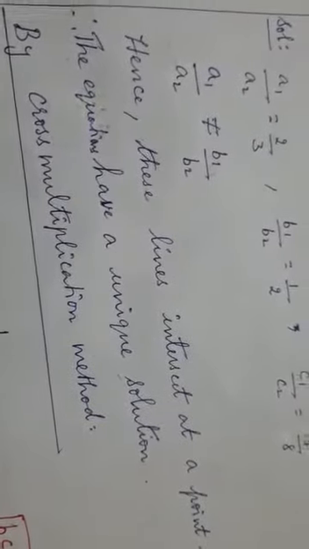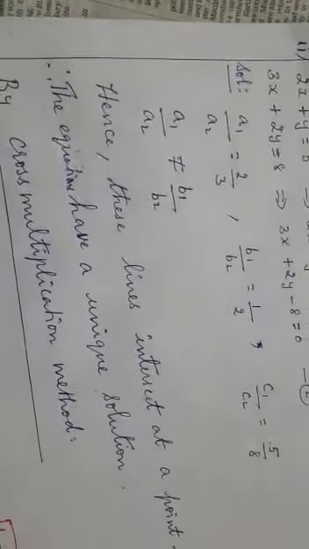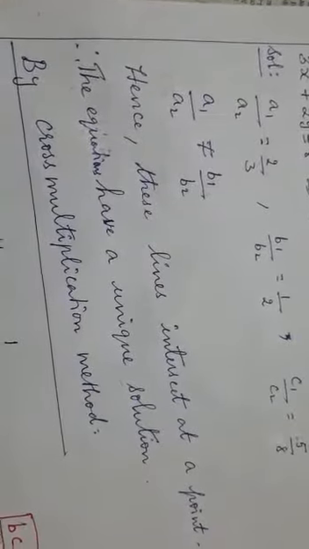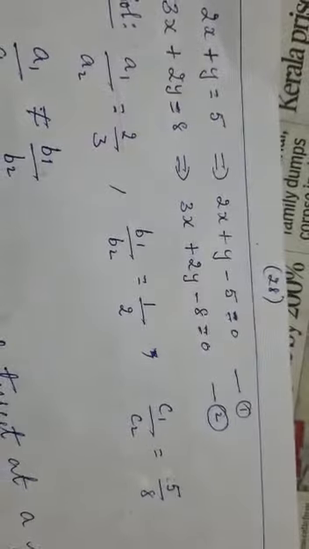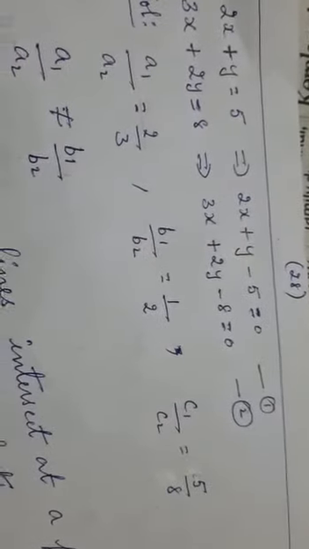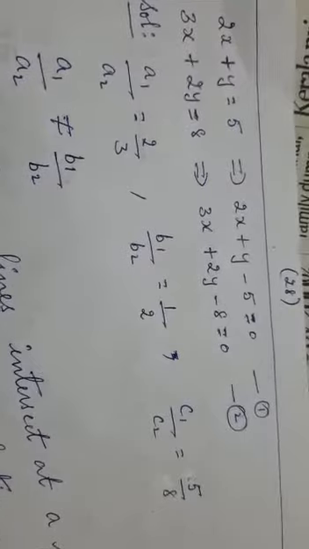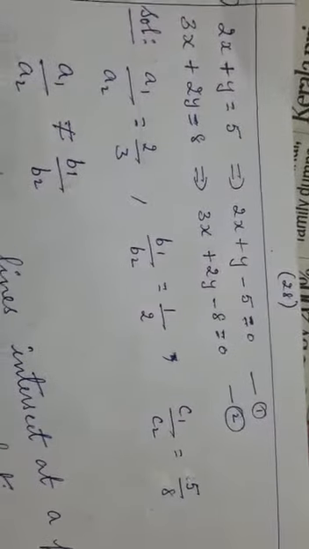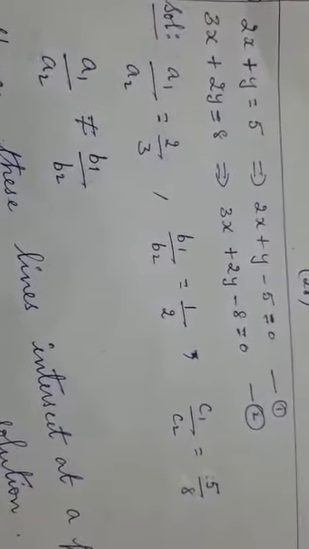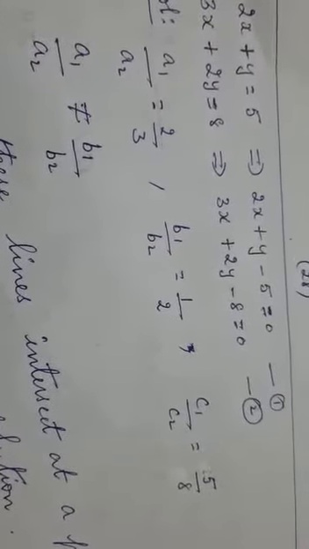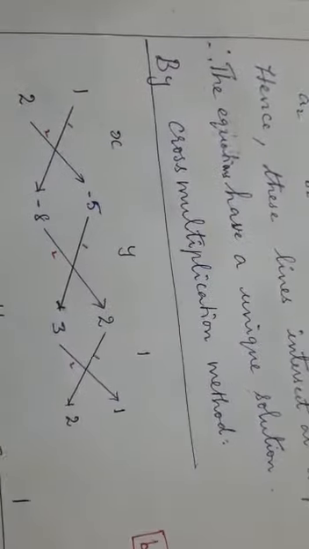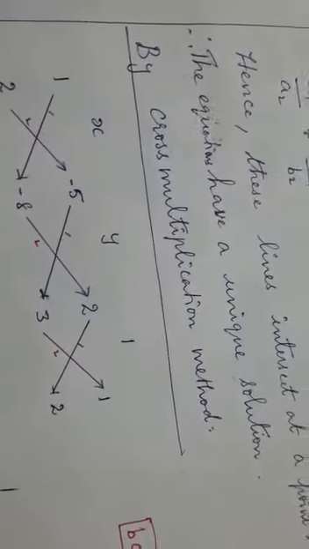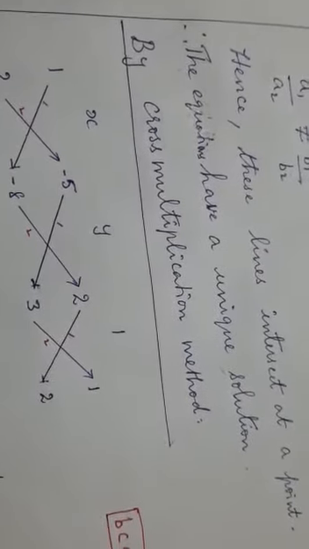Now, since it is a unique solution, we are going to find the solution by the cross multiplication method. In this case, we are writing the equations as 2x plus y minus 5 is equal to 0, 3x plus 2y minus 8 is equal to 0. So now we have got two equations. Now this is of the form a1x plus b1y plus c1 is equal to 0 and a2x plus b2y plus c2 is equal to 0. Using that, we are writing x, y and 1. As I told you, x is a variable, y is a variable and the third one is a constant that you make as 1.